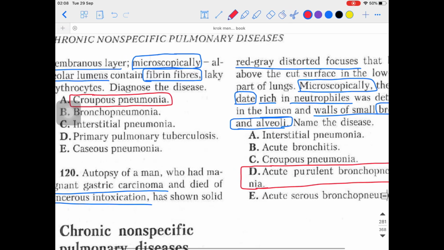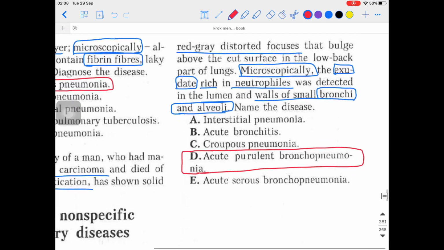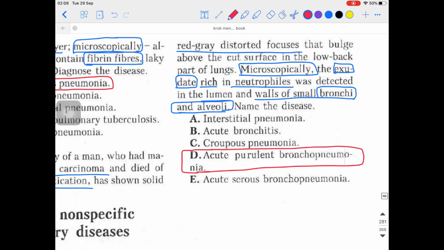However, this person had gastric carcinoma that metastasized to the lungs, and then it involved the bronchi and alveoli, and it caused bronchopneumonia. Which kind of bronchopneumonia? That was the suppurative one: acute purulent bronchopneumonia, or acute suppurative bronchopneumonia. In the serous option, which is the last option, they would be telling you about some kind of clear fluid, but over here they told you about exudate. If they told you about clear fluid, your answer could be acute serous, but in this case they mentioned exudate, so your answer should be acute purulent or suppurative bronchopneumonia.